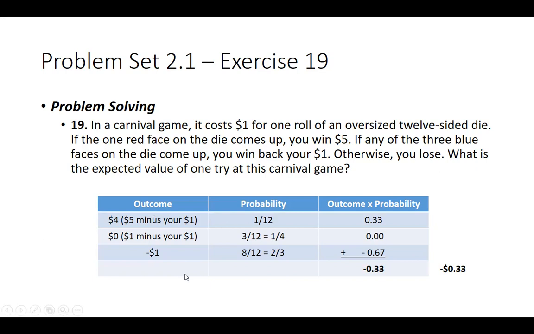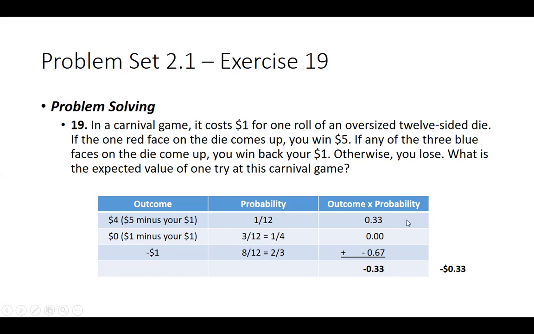Then there's the outcome where you just straight up lose your dollar. There were 4 faces accounted for with the red and the blue sides. That leaves 8 out of 12 where you lose. 8 out of 12 is 2/3. The negative $1 times the 2/3 gives us negative 0.67.